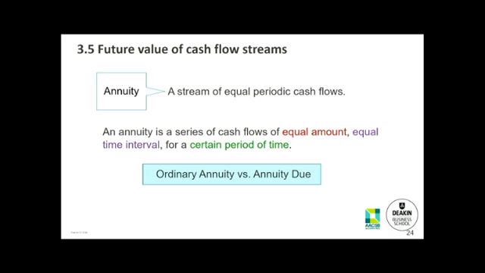Today, I'm standing at time 0. The first cash flow at the end of year 1, $10. Then year 2, $10. Then year 3, $10. This is an ordinary annuity, because the first cash flow happened at the end of the year. Get it? If the first cash flow happened right now, $10 at time 0, $10 at year 1, $10 at year 2, this is an annuity due because it starts right now.